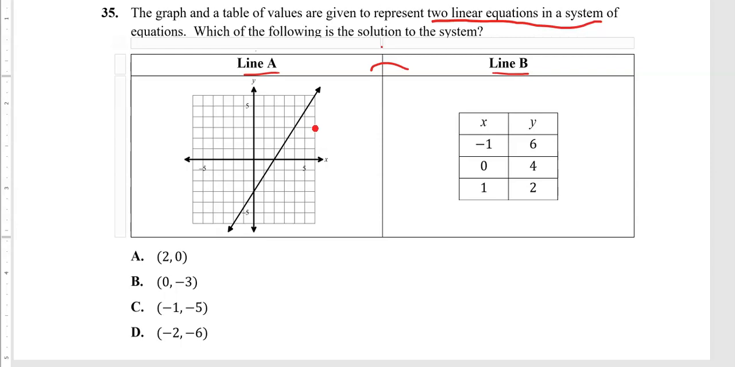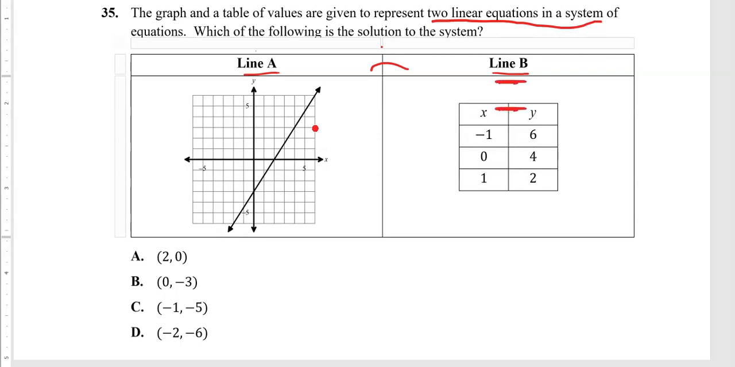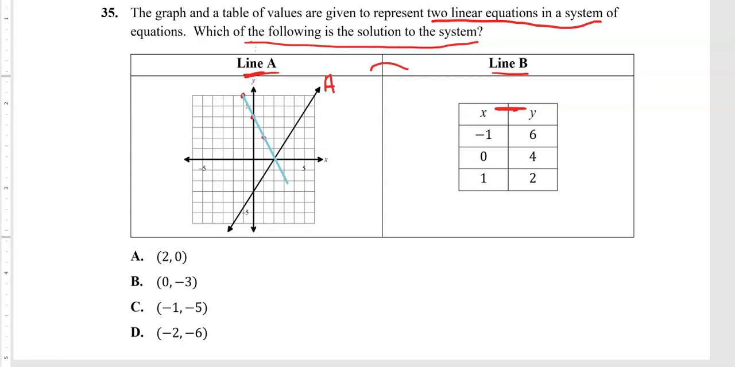Because they give us a graph and a set of points, I think the easiest way to do this is just to graph the points of line B onto the graph of line A. So we can label this line A, and then we can see where they meet. So I would do -1, 6, which is way up here, 0, 4, which is right under 5, and then 1, 2. And then using a handy dandy line tool, I'm going to go ahead and connect my points so that I can find the connection point. Oh, that was right here.